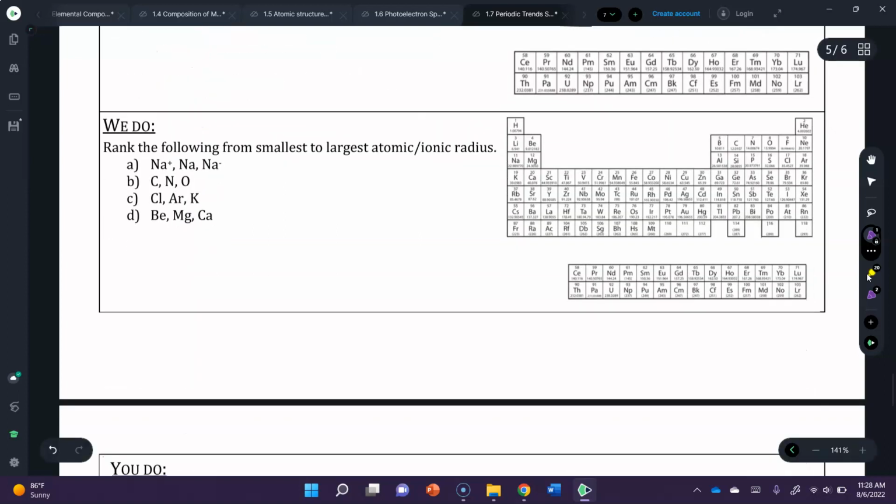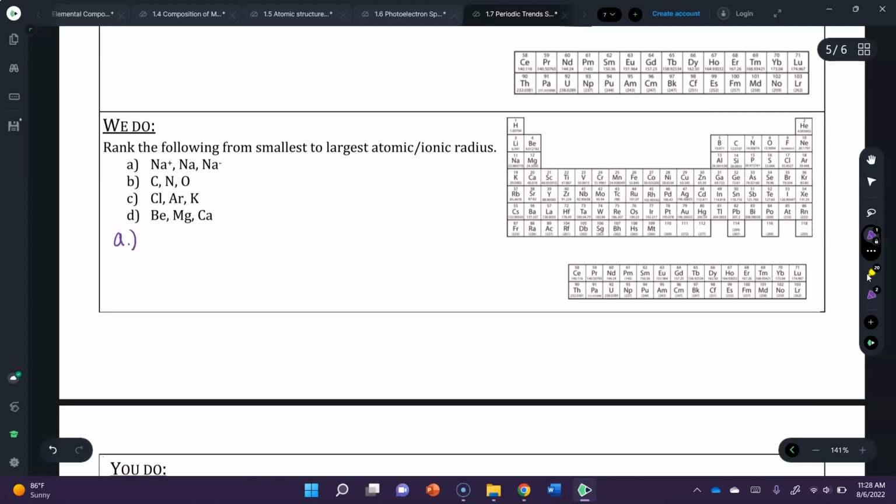Next, our we do's. Rank the following from the smallest to the largest atomic or ionic radius. Okay, so we can kind of do this together. For the first one, A, we'll do that one together and then I'll let you do the others, because ions are kind of tricky.